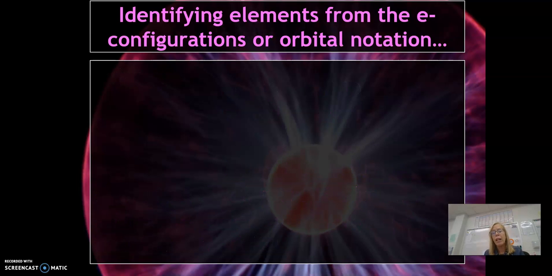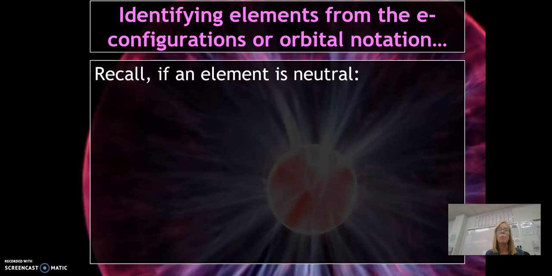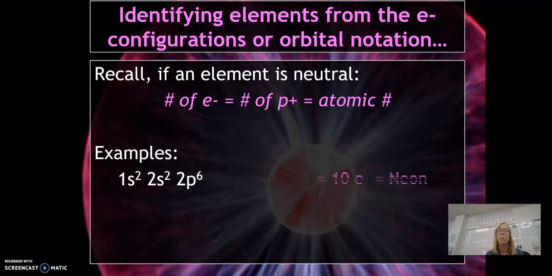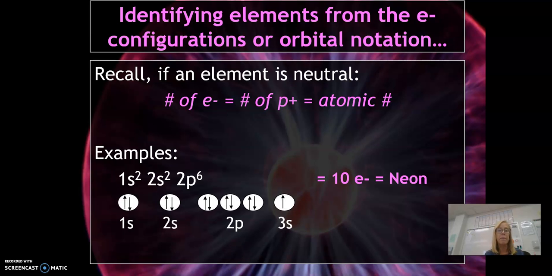We can go the other way around; we can also identify elements from the electron configurations or the orbital notations. Remember, if an element is neutral, the number of electrons equals the number of protons equals the atomic number. And you've done some homework problems. You can tell me what element this is: 1s2, 2s2, 2p6. Glance at the periodic table. You should tell me that that belongs to neon.